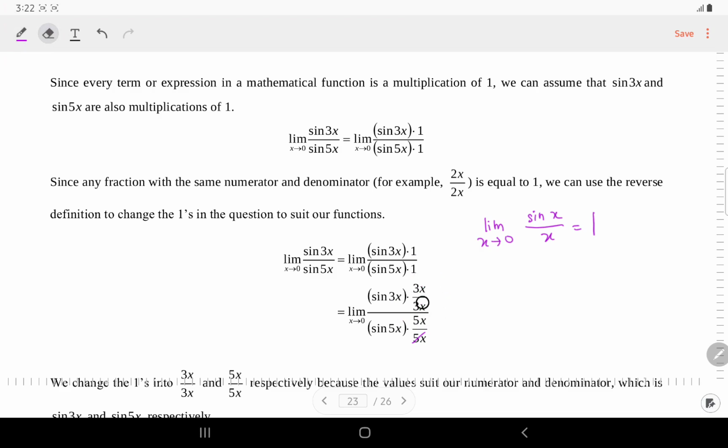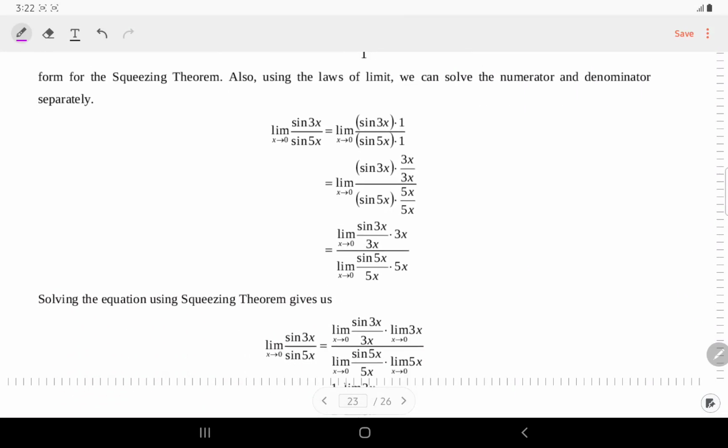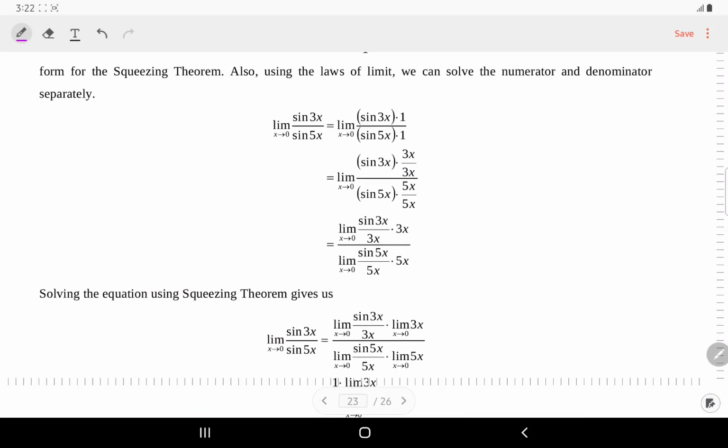So why do we put it like that? Because we want it in the form of this. So we will get here sin 3x divided by 3x, sin 5x divided by 5x. So this term will become 1, and also this term will equal 1. So how does it become? Let's look here. Okay, we make a little modification.